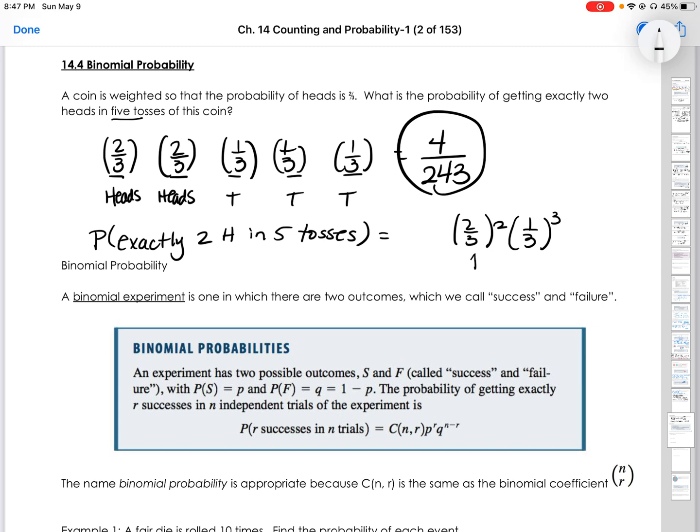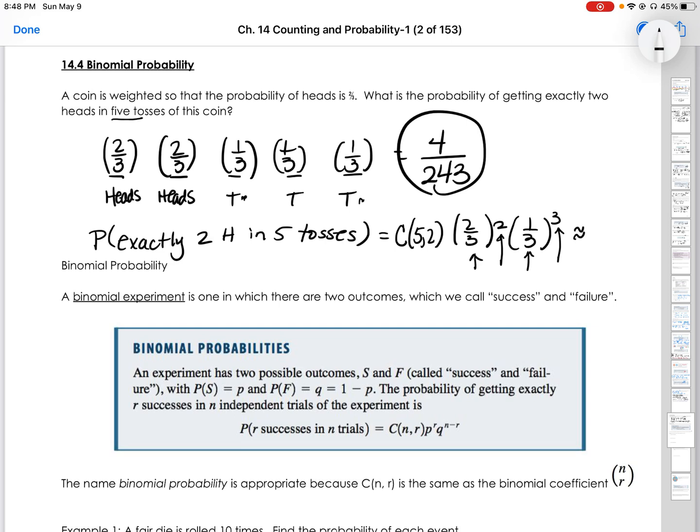This was for heads, 2 heads, right? We want 2 of them. This is for tails, and we want 3 of them to occur. And then we will multiply this by the different ways this can occur. So this could occur a few different ways, right? We could have heads here and heads here. So we need to account for the different combinations we could have. So we're going to have 5 choose 2.